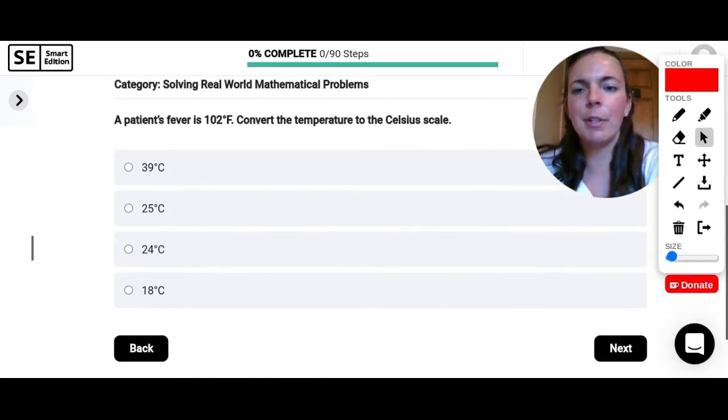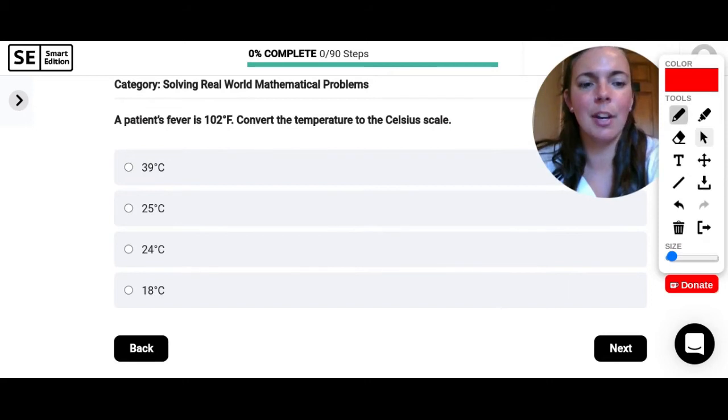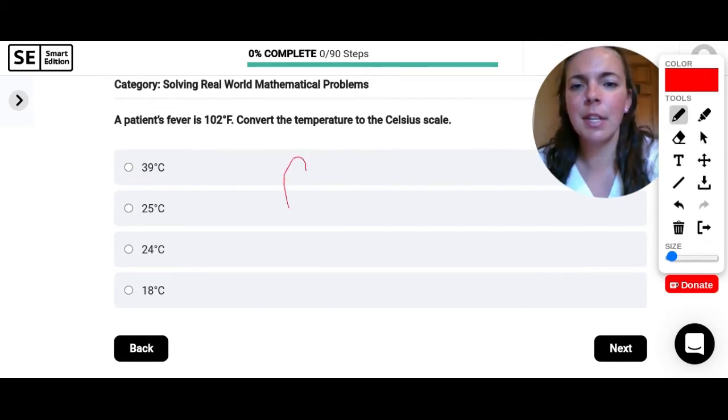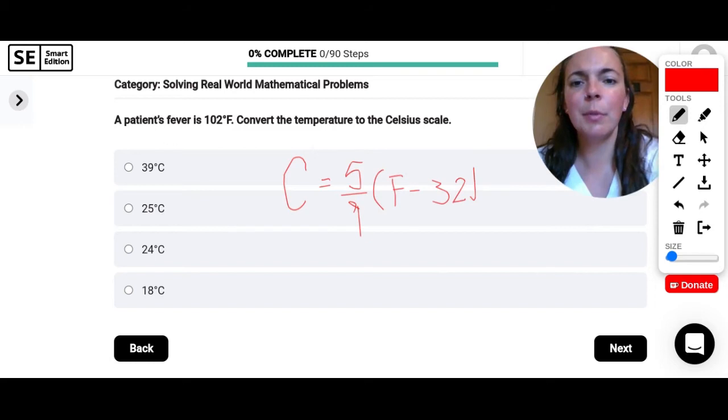Okay, a patient's fever is 102. Convert the temperature to the Celsius scale. So we need our formula. Celsius, C, is equal to 5/9 times, in parentheses, and it's important that we have this in parentheses, the Fahrenheit temperature minus 32, because we have to do that first. So essentially all we have to do is plug in our 102 for Fahrenheit.